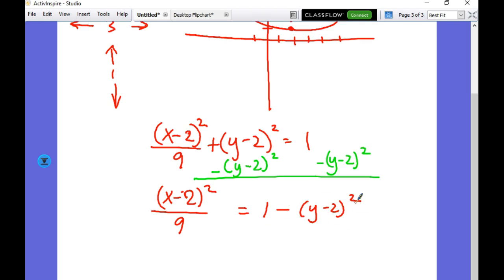And now what Armani had said was we don't like that denominator, right? So what you do is you multiply everything by that denominator. So times 9, times 9, times 9. Those cancel, and you're left with this. 9 times 1 is 9. Now here we're not going to distribute this 9 because this is being squared, which means if you put the 9 in there, the 9 is going to get squared too, but it's not being squared, right? So we're not going to do that. We're just going to leave it out in front like this.